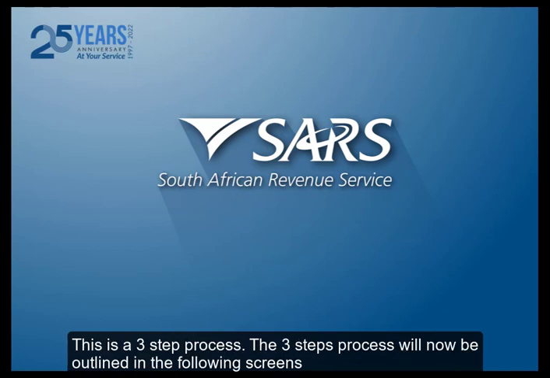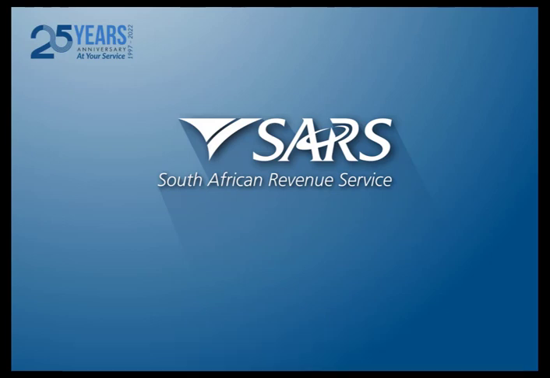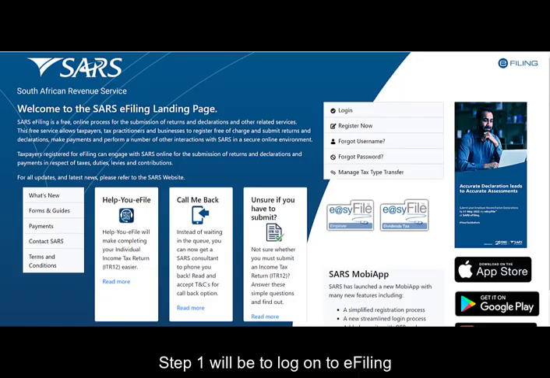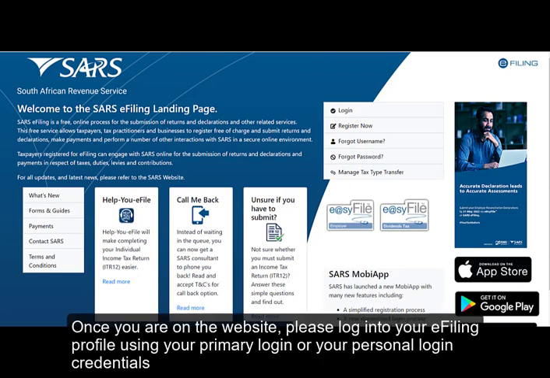This is a three-step process. The three-step process will now be outlined in the following screens. So, step 1 would be to log on to eFiling, www.sarsefiling.co.za. Once you're on the website, please log into your eFiling profile using your primary login or your personal login credentials.